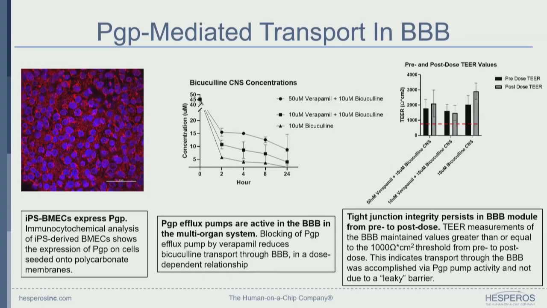So what we did here was we dosed it into the blood. We dosed it into the brain. That way we can look at pumping back into the blood, which is what the pump itself should do. What we show on the right here is that there was no change in the TEER values, essentially showing that the quality of the cell cultures themselves were maintained.